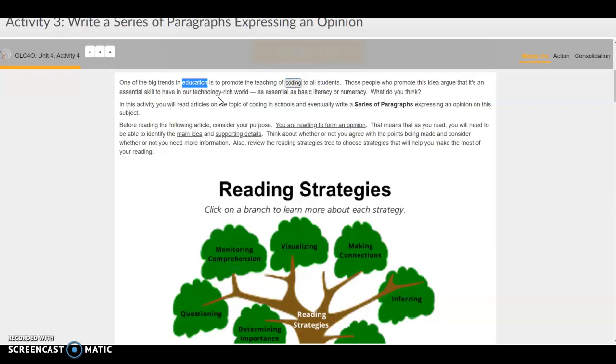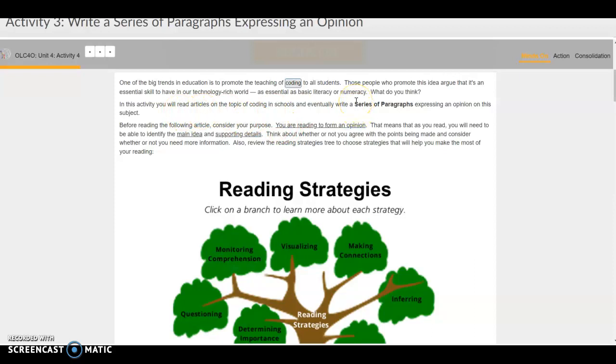The argument would be that in the future, computers are becoming more and more important and more a part of our lives. So the more students know about computers and know about coding, maybe the better they will be. Maybe it'll be better for their careers and better for their lives in general. But then there's other people that will argue that coding is not the most important thing and that students should still be focused on things like math and reading and writing. So it's a bit of a debate about how much coding should be taught in schools. And you're going to be asked your opinion about that later on in this activity.